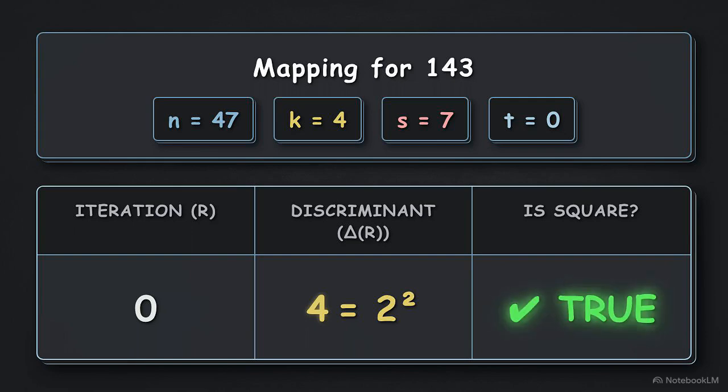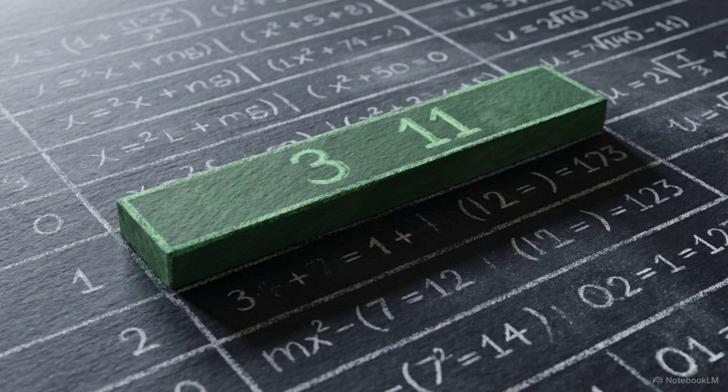We evaluate the output. The discriminant delta equals 4. We verify the perfect square constraint. 4 is a perfect square, resolving to 2 squared. By finding a perfect square on the very first iteration, the algorithm proves 143 is a composite number almost instantaneously, without a single division operation.